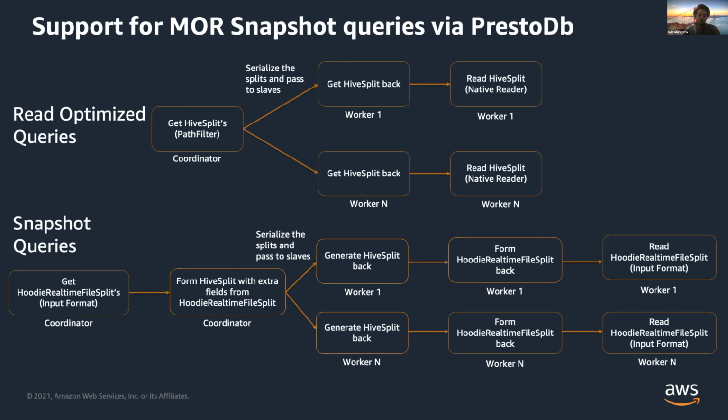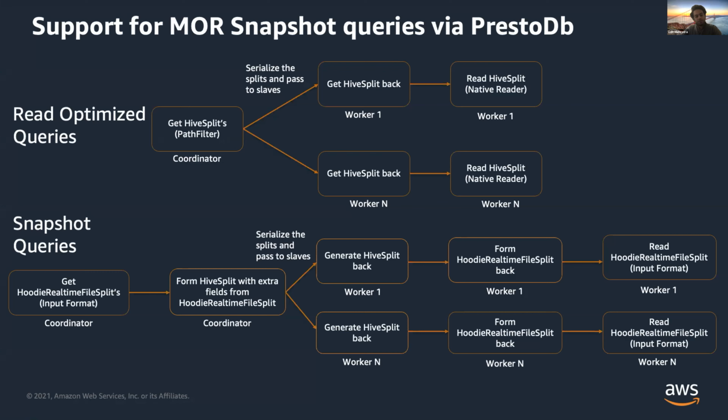So in order to support this, we decided to reuse the Hive input format implementation that we have for the merge on read tables, because it essentially gets those kinds of splits for us with the log files, and then it can do the read using its record reader. To get this done through Presto, we had to hook Presto to bypass its own internal split generation in case of merge on read tables, and use the input format's getSplits function to get all these Hoodie real-time file splits, so to say.